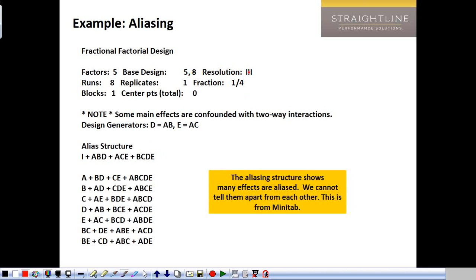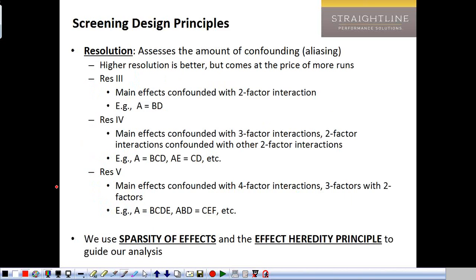Here's an example of what a resolution 3 design looks like when you look at the aliasing. There it is right there, my main effects aliased with other 2-factor interactions. 1 plus 2 is equal to 3. So that's sort of the main characteristic of resolution 3 designs. And we already talked about resolution 3, resolution 4, resolution 5. Generally speaking, when we're doing screening, that's this one right here, and then these are going to be characterizing.